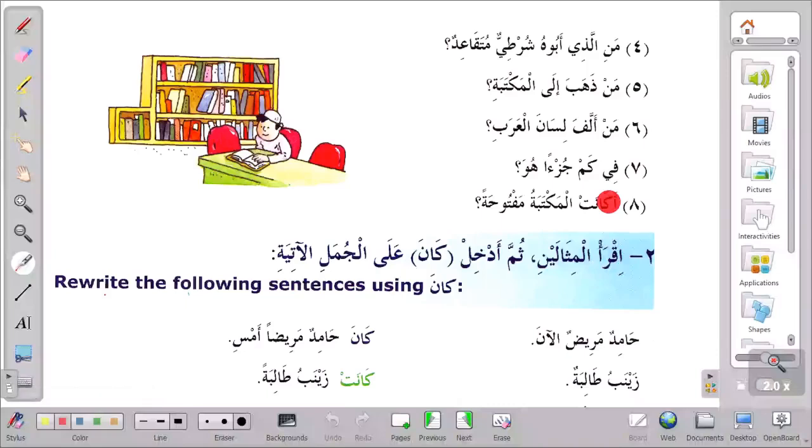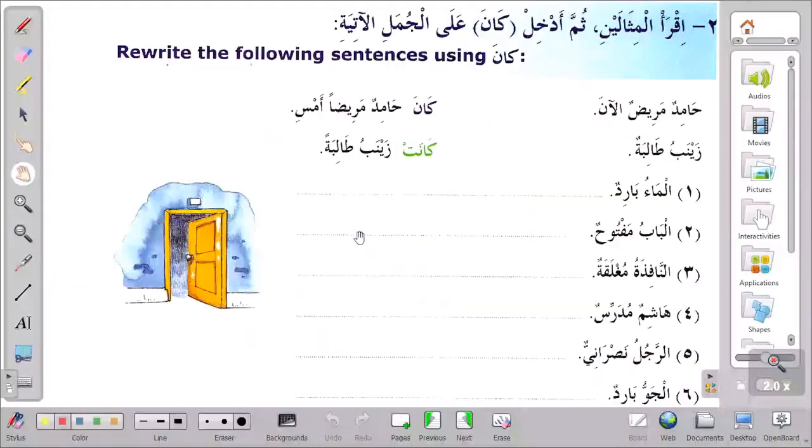Akanatil maktabatu maftuhatan. Was the library open? Akanat. If you just see kana, it turns it back to the past tense. Was. Akanatil maktabatu maftuhatan. Was the library open? So how do we say it? Of course, he came back and he said it was not open. It was locked. So we say la kanat mughlaqatan. Kanat mughlaqatan. It was locked. I hope that is clear.